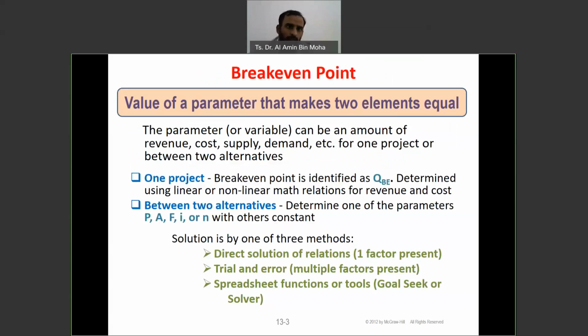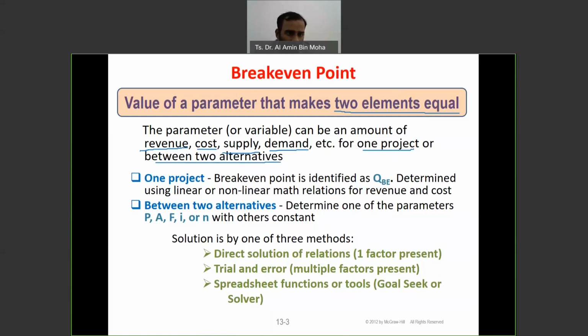What's the meaning of break-even? Stated in the slides here, it is the value of a parameter that makes two elements equal. The parameter or variable can be an amount of revenue, cost, supply, demand, etc. for one specific project or between two alternatives.